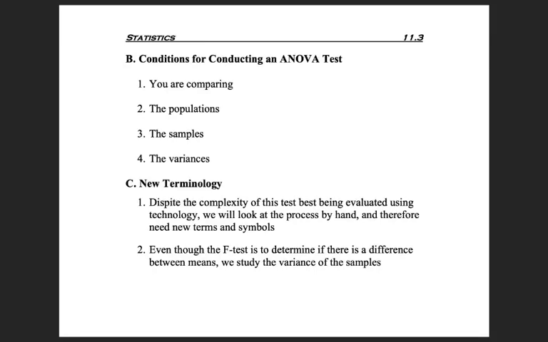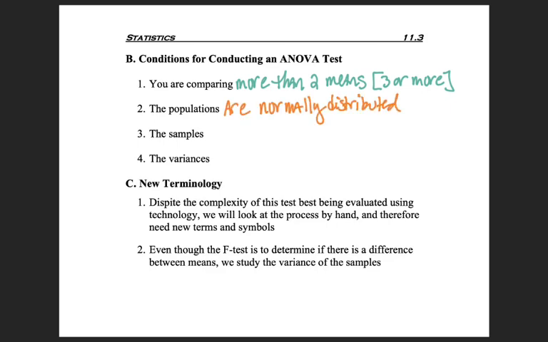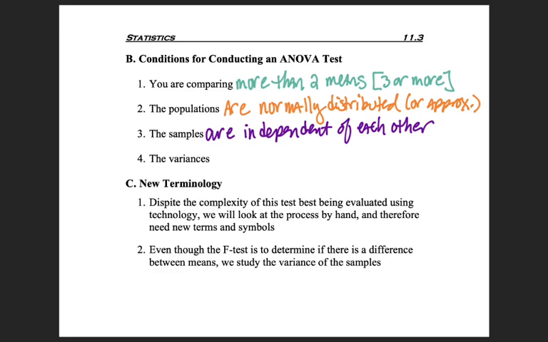So what are the conditions you need to perform an ANOVA test? First, you're comparing more than 2 means. Again, you're comparing 3 or more means. The populations are normally distributed, or at least approximately normally distributed. The samples are independent of each other, and the variances of the population must be equal.